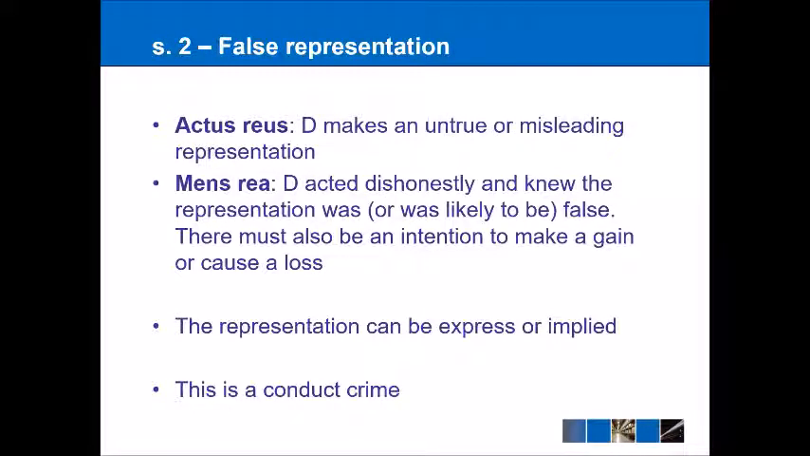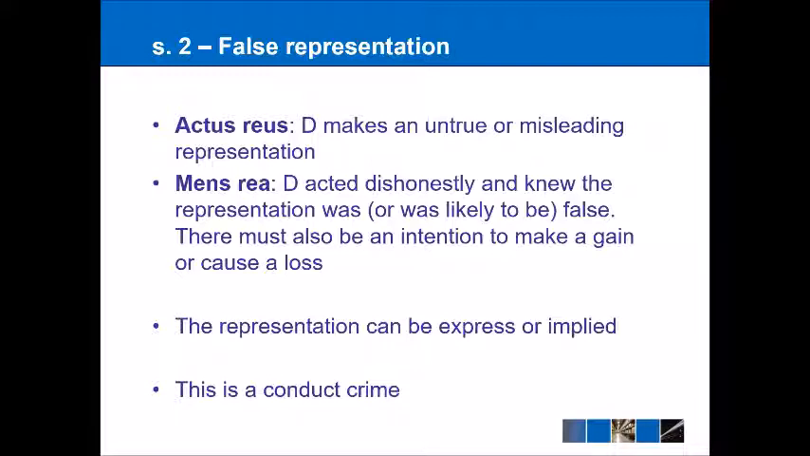So section 1 of the Fraud Act 2006 basically sets out the key offences, and these are contained in sections 2, 3 and 4. So we'll go through these in turn. Starting with section 2, we have false representation. The actus reus, or the acting part of this crime, is that the defendant makes an untrue or misleading representation. And for the mens rea, or the mental element, we have this concept of the defendant acting dishonestly, so thinking back to the Ghosh test, knew the representation was or was likely to be false.